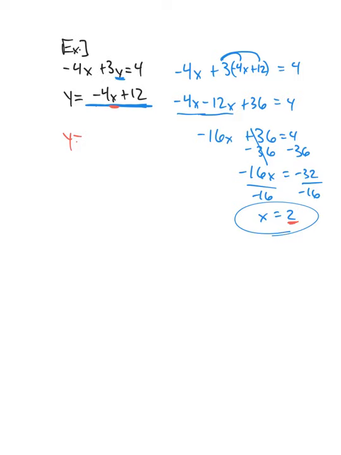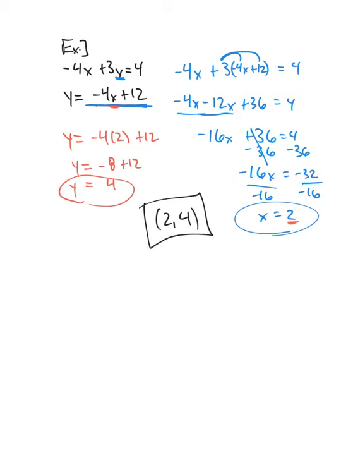So what does that look like? That looks like negative 4, we're taking x out and substituting 2. So this is negative 8 plus 12, which of course is 4. So now we have our ordered pair. We have our x and our y. So our solution is 2, 4. That is the solution to this system of equations.